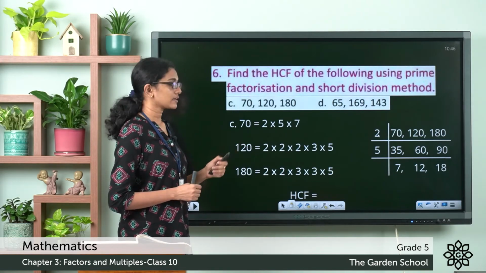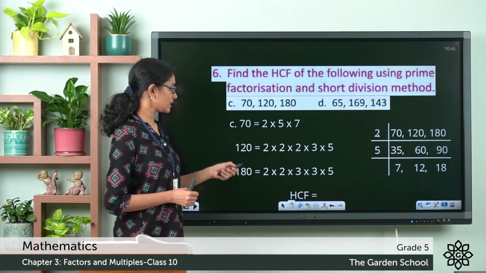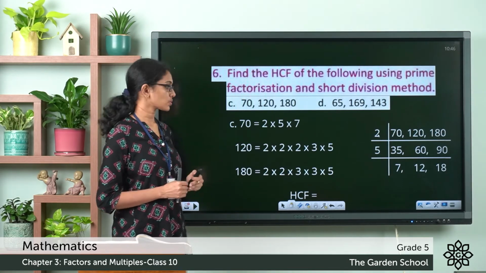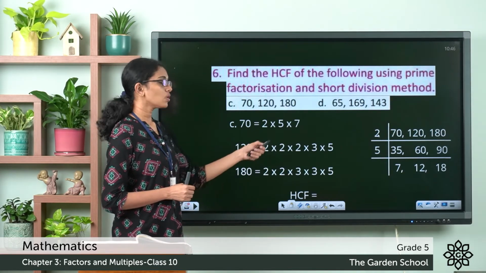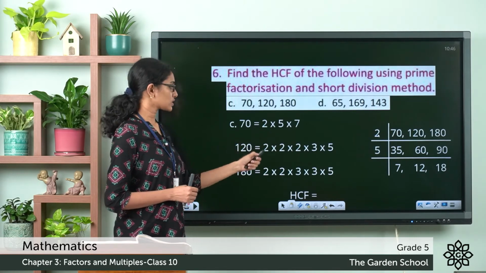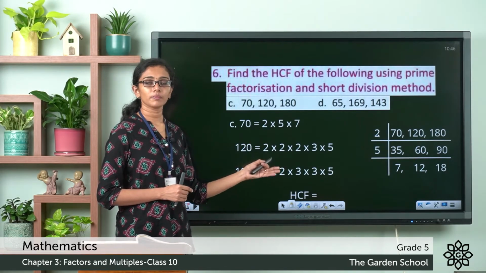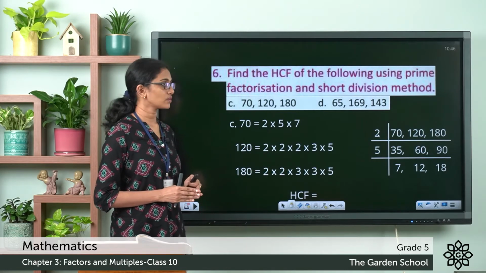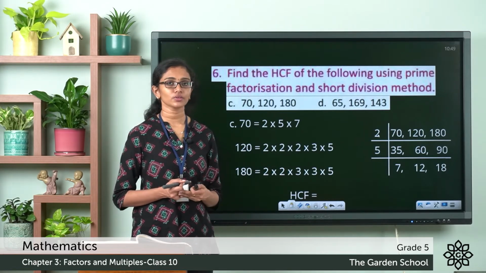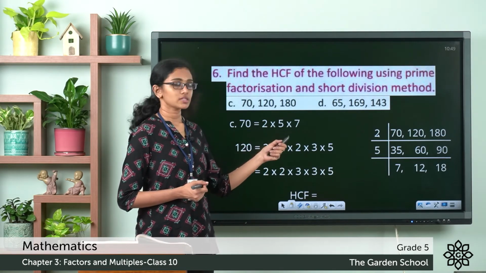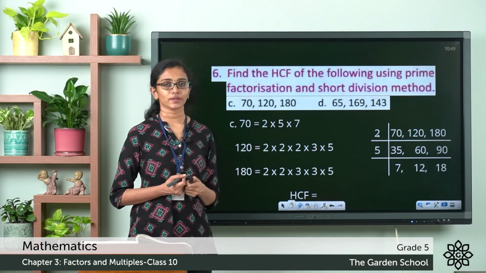You have the prime factorization of 70 given here, and the prime factorizations of 120 and 180 are also given here. You have to find the common prime factors for these 3 numbers and then take the product of the common prime factors to find the HCF. Do the short division method also to find the HCF of these 3 given numbers. Do the same procedure for question D as well.